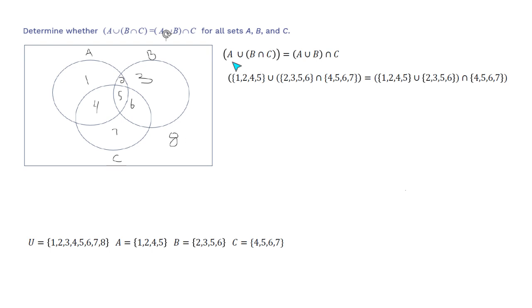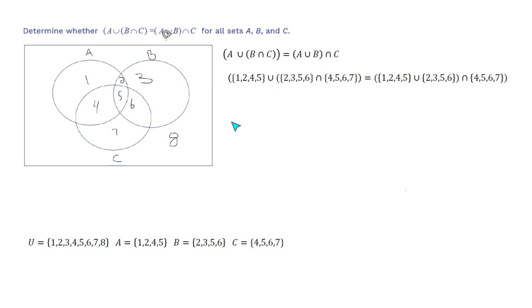I have A union, parentheses B intersected with C. And so I'm going to write down my A. A is 1, 2, 4, 5. Union, and then B, I'm going to write 2, 3, 5, 6. And C is 4, 5, 6, 7. And the same for the right side. All I'm doing is rewriting. Instead of A, I'm writing what it actually is, 1, 2, 4, 5. Instead of B, I'm writing 2, 3, 5, 6. And C is 4, 5, 6, 7. And I left all my operations in place.